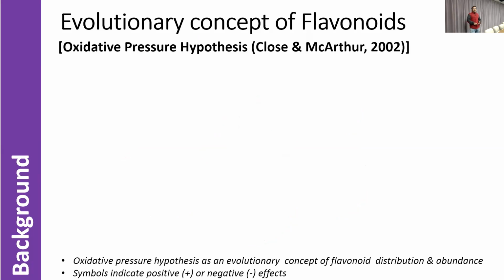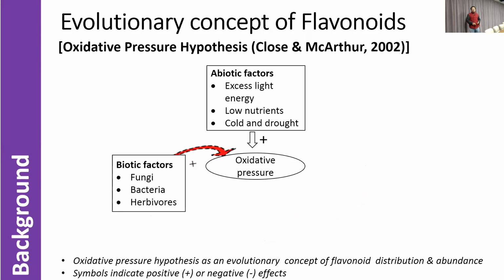So now let's go with the evolutionary concept of flavonoids. In 2002, Close and MacArthur came up with a hypothesis called the oxidative pressure hypothesis. What this hypothesis tells us is that the oxidative pressure within the plants is increased by many biotic and abiotic factors. The abiotic factors include excess light energy, low nutrients, cold and water stress conditions, whereas biotic factors include fungi, bacteria, and herbivores.